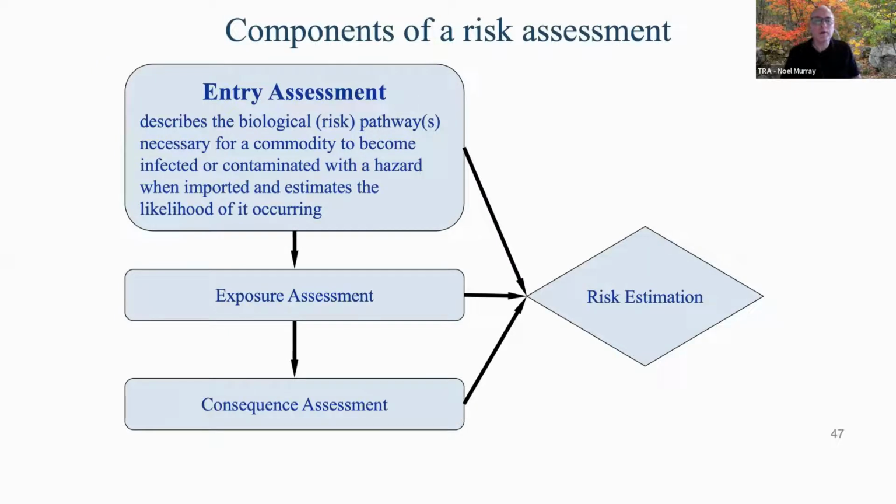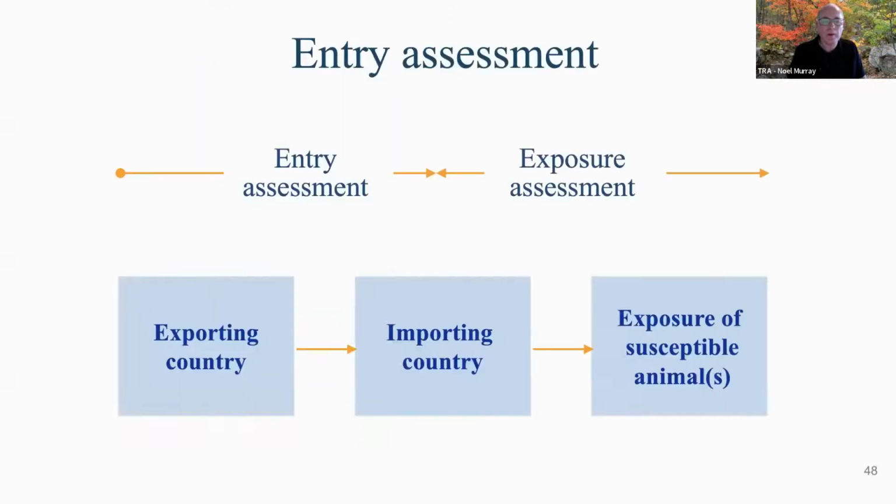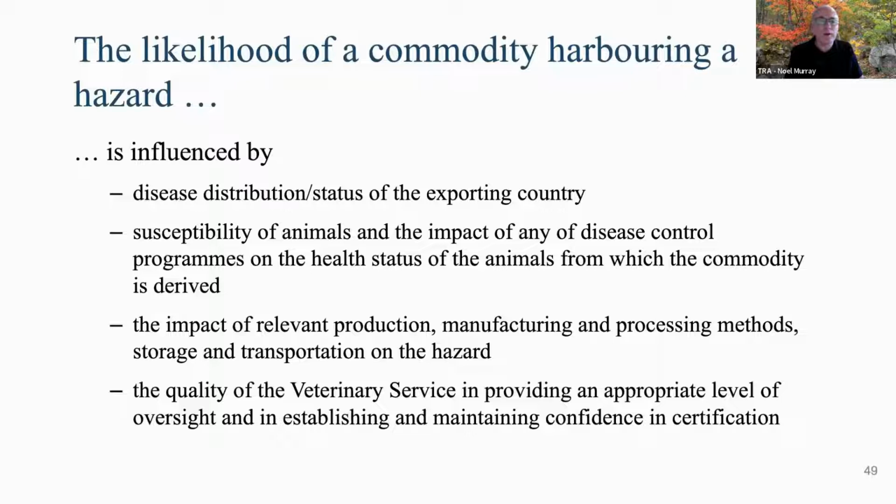So looking firstly at the entry assessment, this is where we're describing the biological or risk pathways, if you like, necessary for a commodity to become infected or contaminated with the hazard when imported at the time of importation. And we want to estimate the chances or likelihood of that occurring. And we can see here the focus of the entry assessment is at the time of exportation from the exporting country to the importing country. So what's the likelihood that the commodity at the time of export is contaminated or contains the hazard of interest?